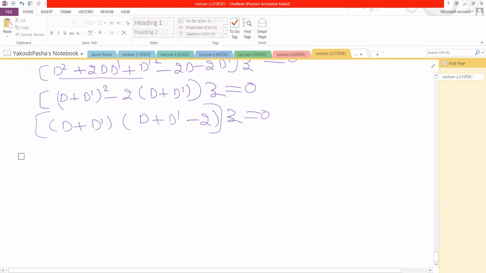ఫస్ట్ I consider (D plus D') of z is equal to 0 and write the auxiliary equation m. ఇక్కడ D' టర్మ్ ను తీసుకోకూడదు, దాంతో మనకు పని లేదు. అది ఎక్కడ యూజ్ చేస్తామంటే ఆర్బిటరీ ఫంక్షన్ దగ్గర యూజ్ చేస్తాం. D' ను కాసేపు మర్చిపోండి. m equal to 0. So the auxiliary equation is m equal to 0.